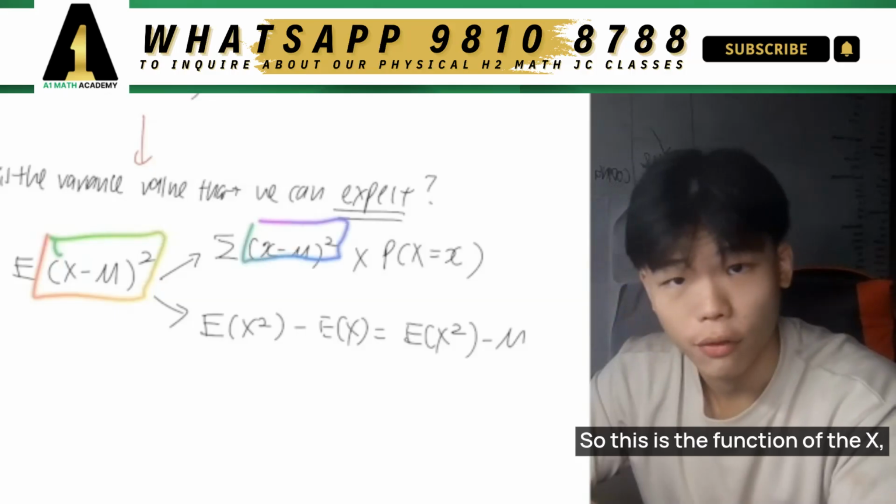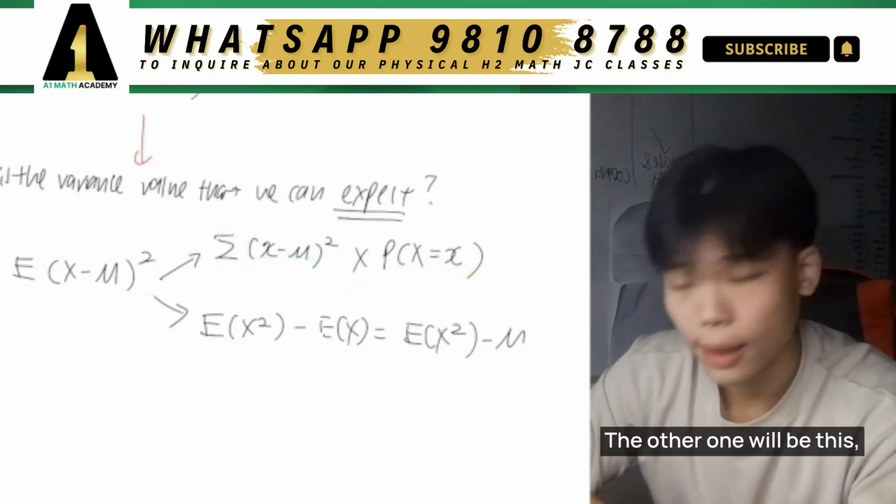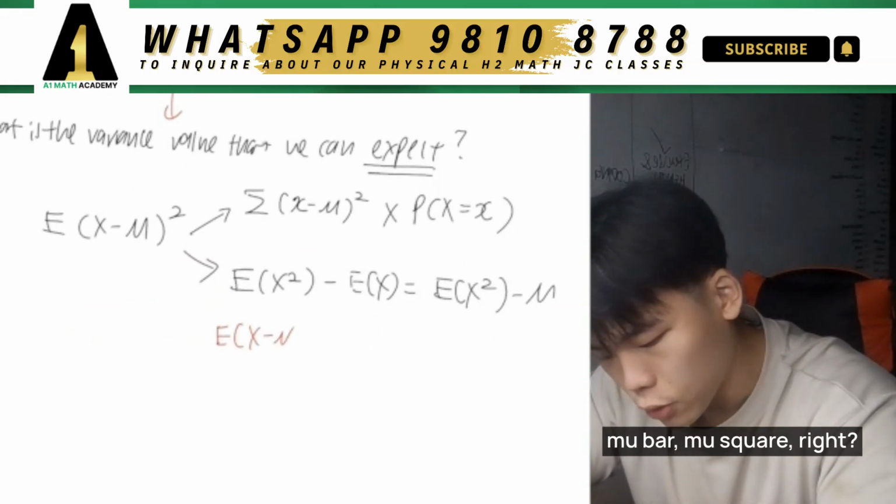So this is the function of the x, and then you multiply it with its corresponding probability, right? And then you sum all them up together. The other one will be this, which I will show you how we actually derive. So starting from x minus u bar u squared, right?